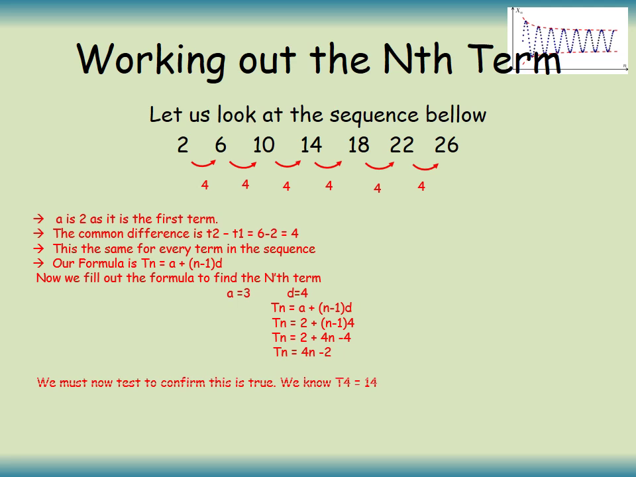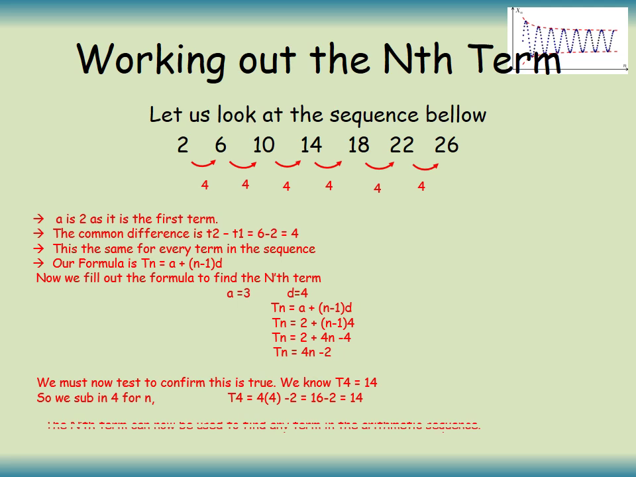We must now test to confirm this is true. We know that term 4 is equal to 14, hence we will sub in 4 for n. T4 is equal to 4 times 4, as we subbed in 4 for n, minus 2, which is equal to 16 minus 2, which is equal to 14. This is true. Therefore, the nth term can now be used to find any term in the arithmetic sequence.